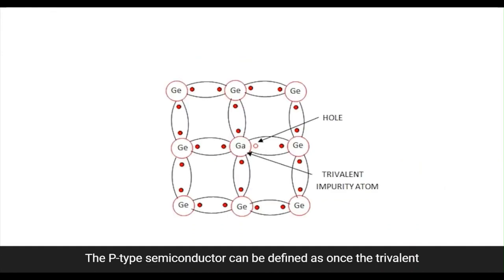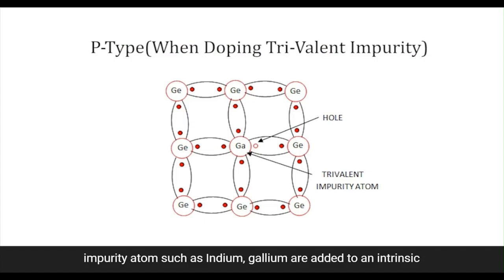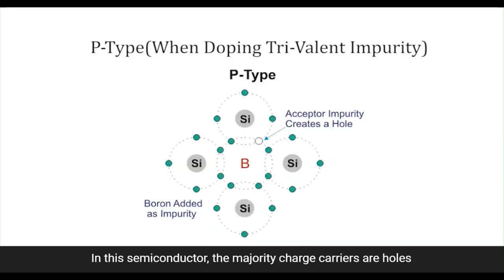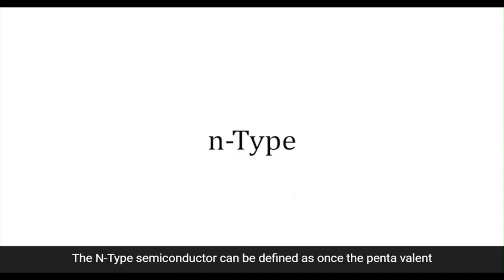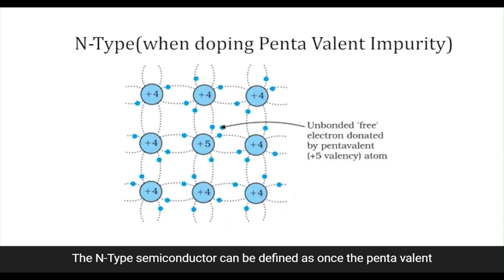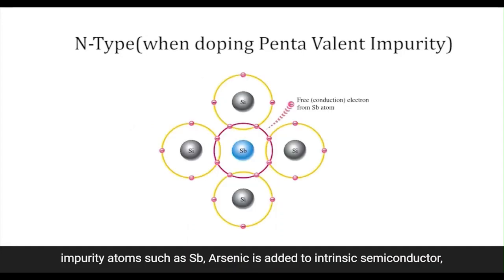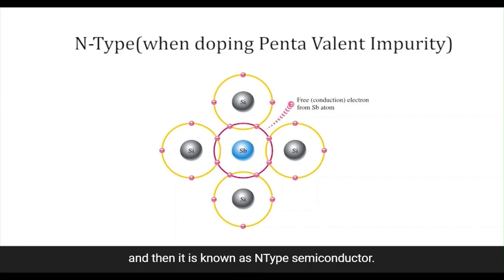The p-type semiconductor can be defined as follows: once trivalent impurity atoms such as indium or gallium are added to an intrinsic semiconductor, it is known as a p-type semiconductor. In this semiconductor, the majority charge carriers are holes, whereas minority charge carriers are electrons. The n-type semiconductor can be defined as follows: once a pentavalent impurity atom such as antimony or arsenic is added to an intrinsic semiconductor, it is known as an n-type semiconductor. In this semiconductor, the majority charge carriers are electrons, whereas minority charge carriers are holes.